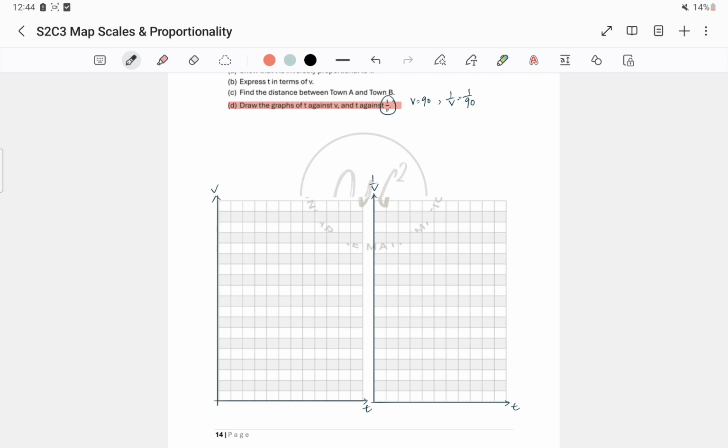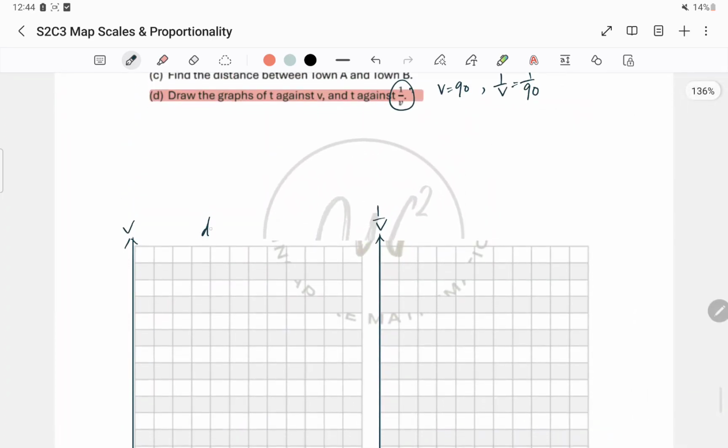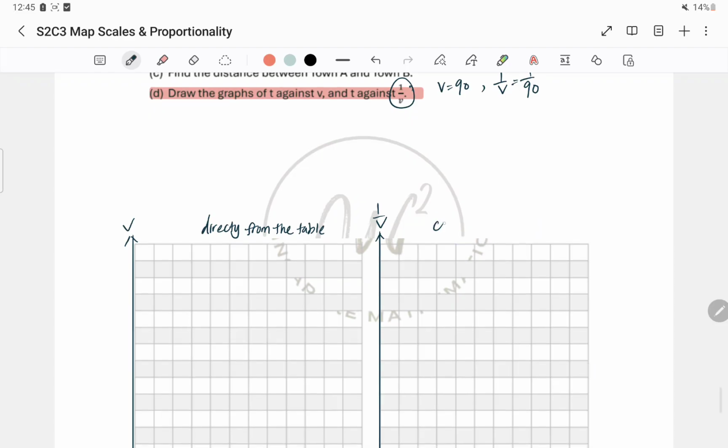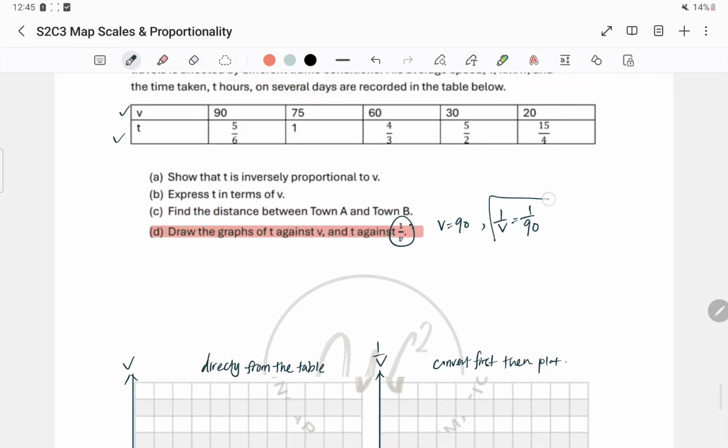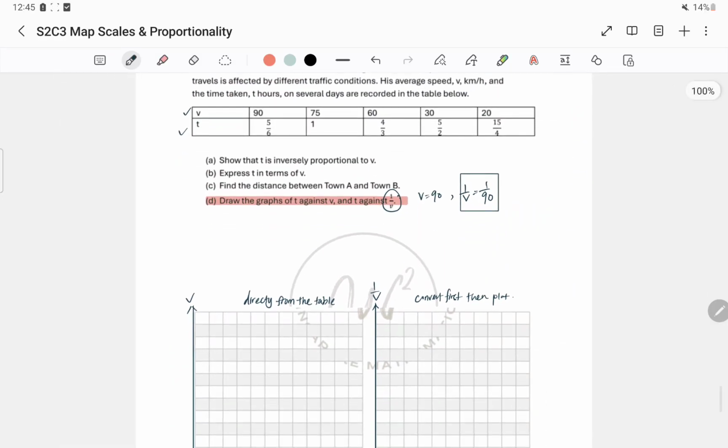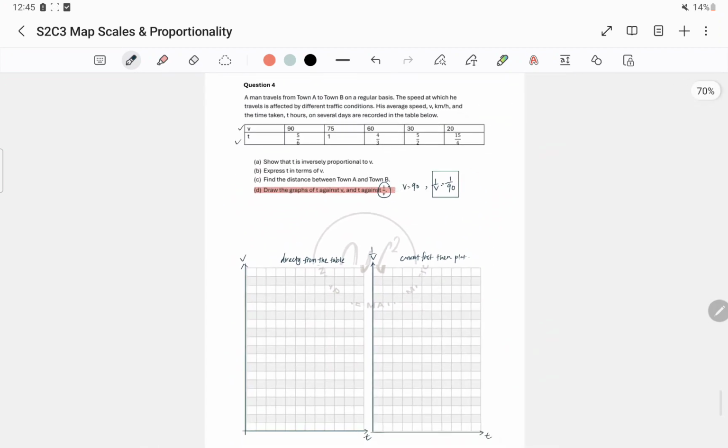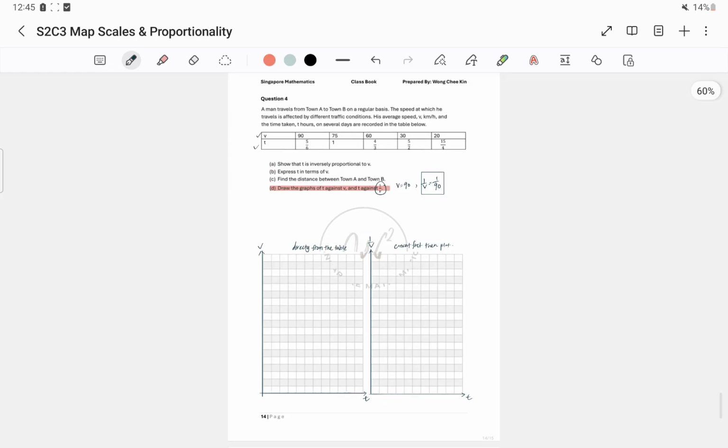So you need to convert first. This one you can do directly from the question, directly from the values you can get from the table. But for this one, you need to convert first. Convert first, then only plot. You need to convert all the V values to what? To 1 over V first. So this is some small tips on question 4 that I want to give you first. The T you don't have to change because it's the same thing. It's just to change the V only. Then from there, you will see something quite special.